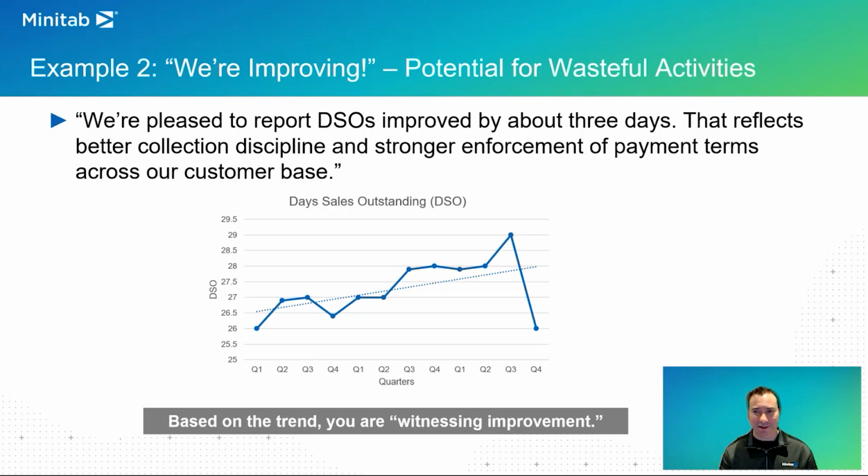I love this one because this is where a CFO takes credit for improving. "We're pleased to report our DSOs improved by about 3 days. That reflects better discipline and a stronger enforcement of payment terms." So maybe the CFO or the finance team or the sales team put actions into place, maybe they even just gave a talk to people. And you're looking at this trend and you're saying, look, boss, we're doing better. We're collecting money faster than we were. Our improvements have paid off.